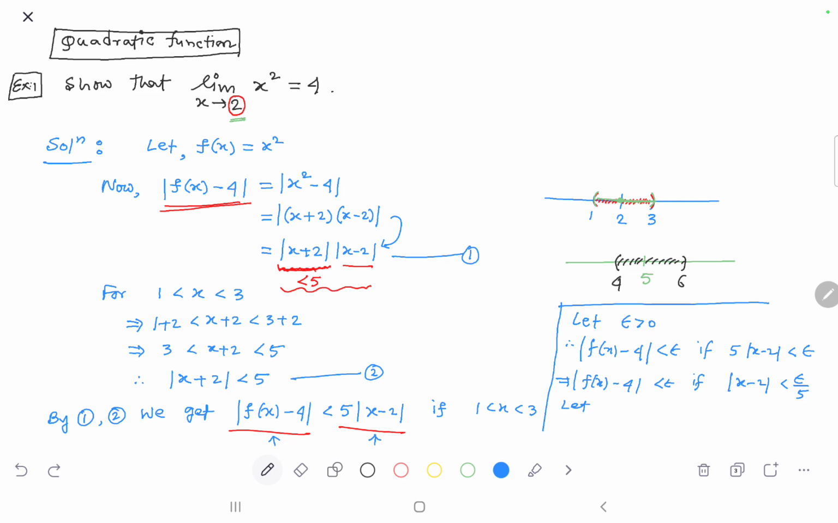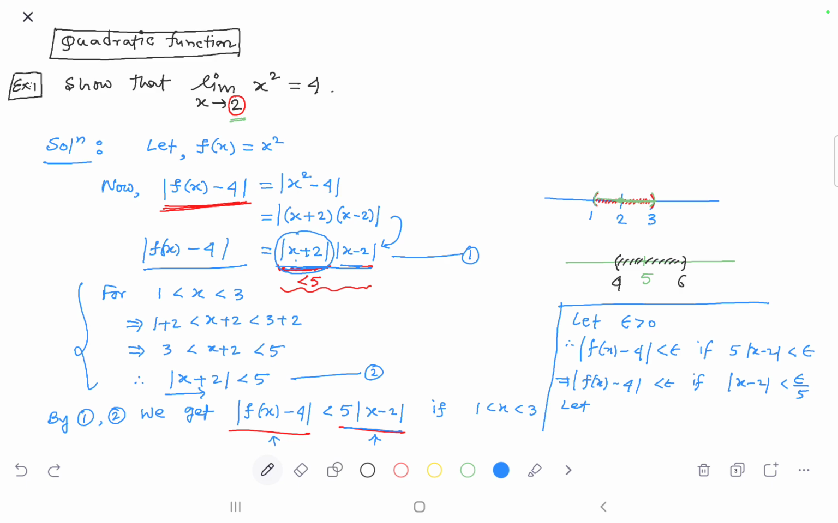Wait, how did you get the 5 times x minus 2? Look at this. We have here the absolute value of f(x) minus 4. Now see, this term is less than 5 because of this on this interval. We have seen this. So therefore this term is less than 5, which means the total product, this into this, is less than 5 into this. So this is less than 5 into the absolute value of x minus 2, right?